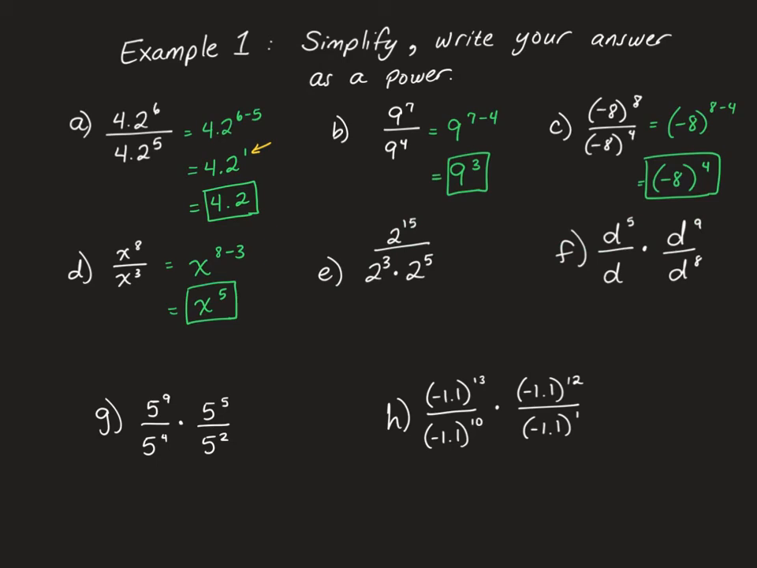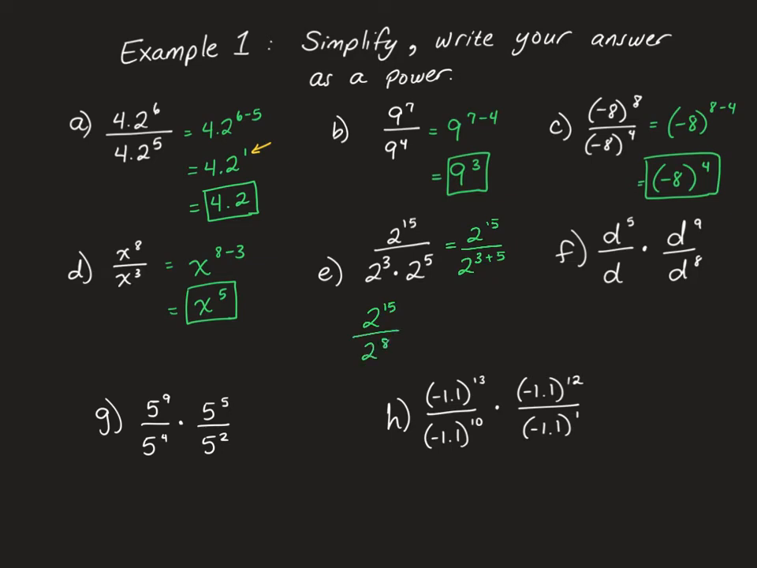In letter E, you'll notice that we have 2 to the power of 15, and then on the denominator, I have 2 cubed multiplied by 2 to the power of 5. In our last lesson, we learned that we would add these two exponents here. So then we would have 2 to the power of 15 all over 2 to the power of 3 plus 5. So that would be 2 to the power of 15 all over 2 to the power of 8.